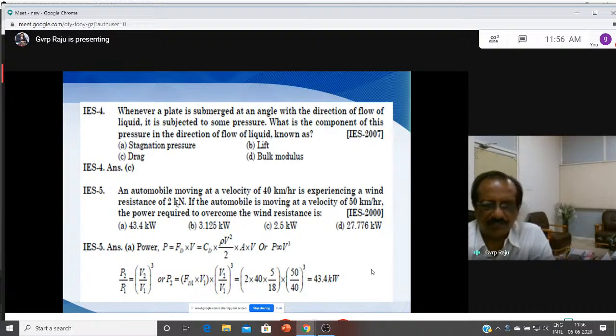So this value is 2 and 40 kilometers per hour. So he has converted 40 into 5 by 18 meters per second, and 50 by 40. So this is 50 and this is 40. So finally it is 43.4 kilowatts.